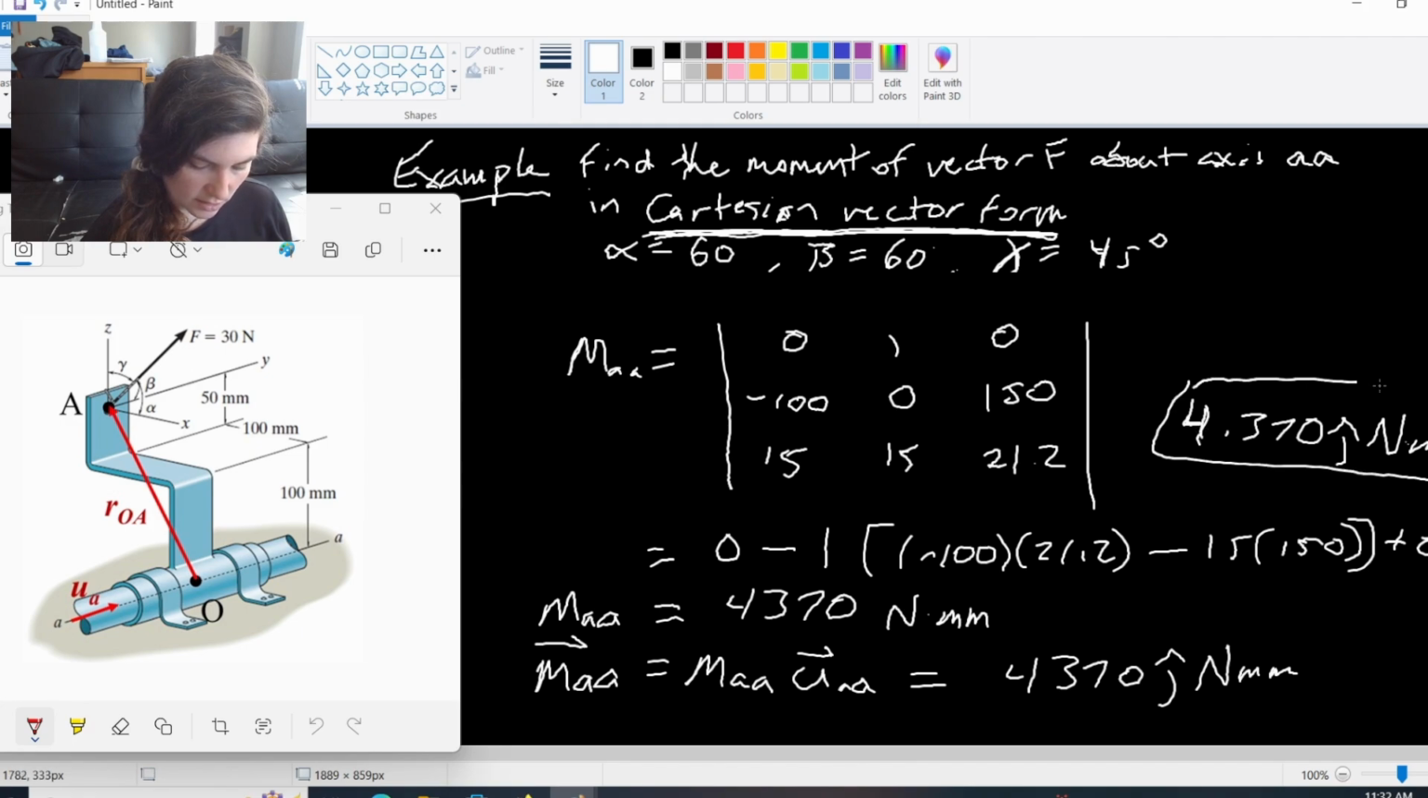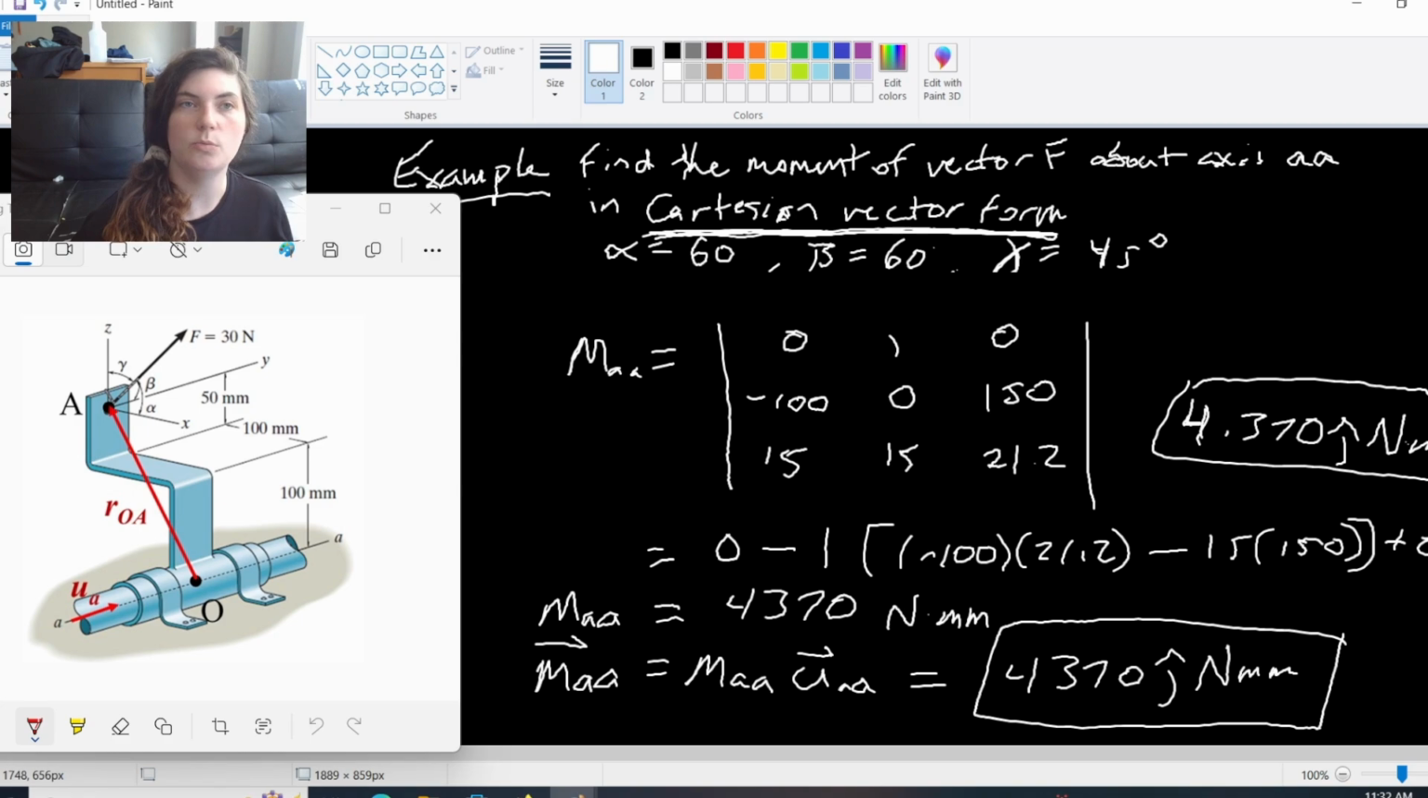So either one of these answers would be 100% acceptable, right? It just depends on what units you're working in, if you care about it in millimeters or in meters, whatever the question is asking you for, or if it doesn't ask, whatever you're more comfortable with.